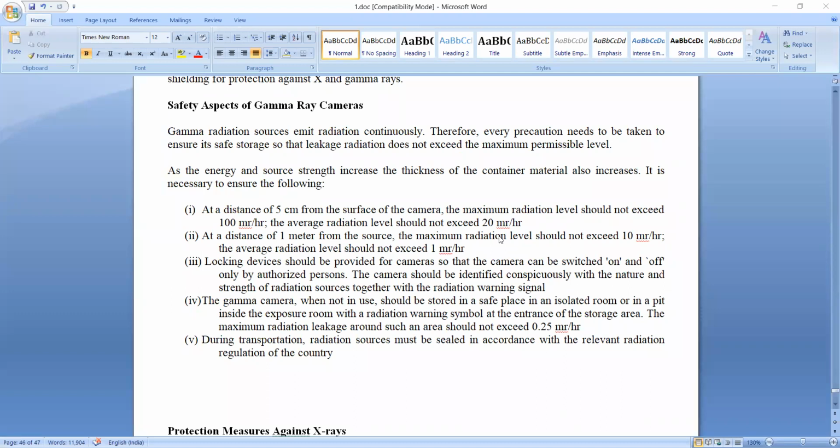Okay, one more limit we have, the leakage limit. The maximum radiation leakage limit is 0.25 mR per hour. Okay, we should keep this. We have to measure the leakage around the source. If it exceeds 0.25, that is too dangerous to the persons around the radiation source. Okay, one more thing. While transporting this gamma ray equipment, we should take care, because proper seals should be used for avoiding the leakage of radiation. These are the main steps we have to consider while dealing with gamma ray equipment.